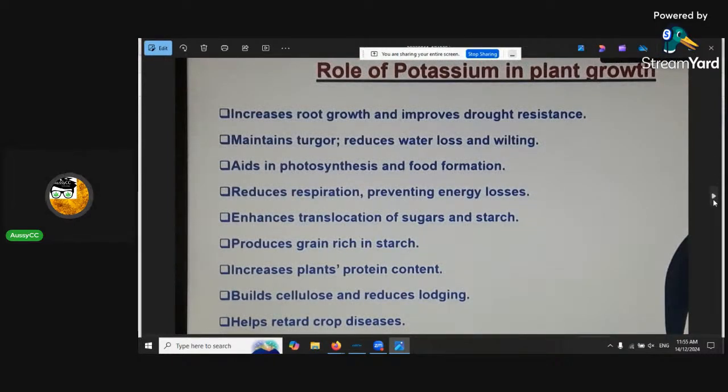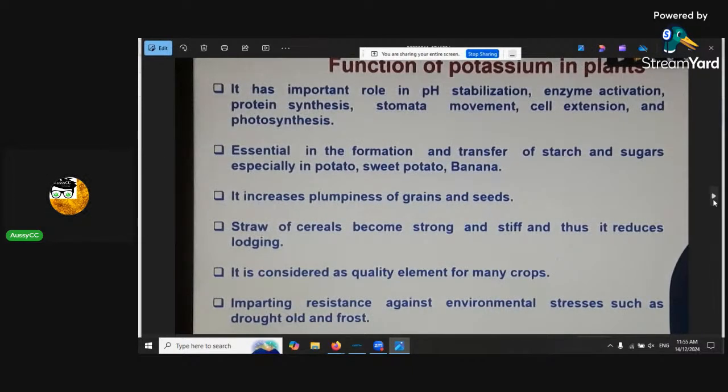It increases root growth and improves drought resistance, maintains turgor, reduces water loss and wilting, aids in photosynthesis and food formation, reduces respiration and prevents energy loss, enhances translocation of sugars and starch, produces grain rich in starch, increases plant protein, builds cellulose and reduces lodging, and helps retard crop diseases. And this is a bit more detail on it.